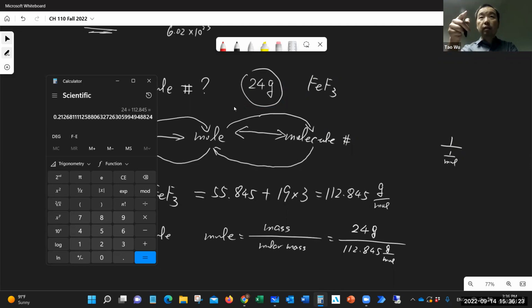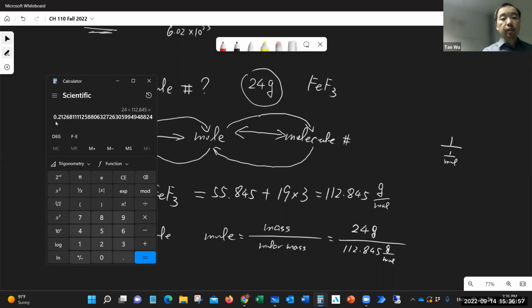So you keep the requested sig figs plus 2. If the question has 2 sig figs, you keep 4 sig figs. If the question has 3 sig figs, you keep 5 sig figs. Keep the intermediate answer at 2 more sig figs than requested. Do you understand what I'm talking about? In this question, they give us 24 grams, so we should keep 2 sig figs in the end. In the intermediate step, you just keep 4 sig figs.